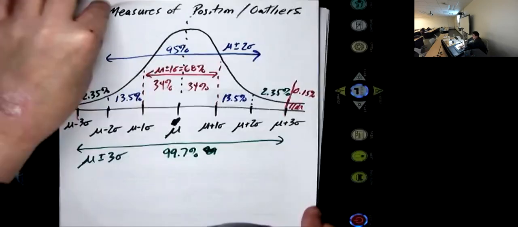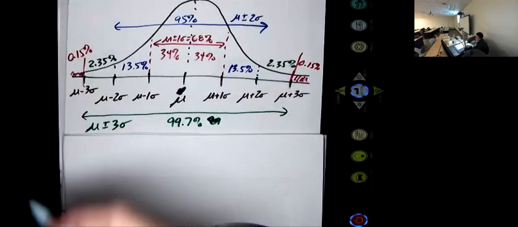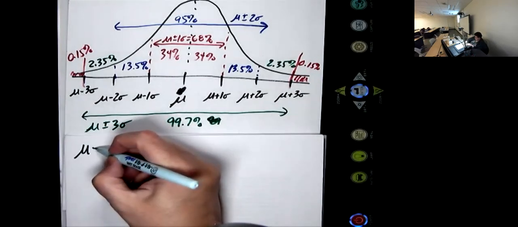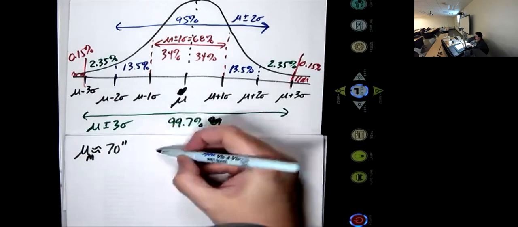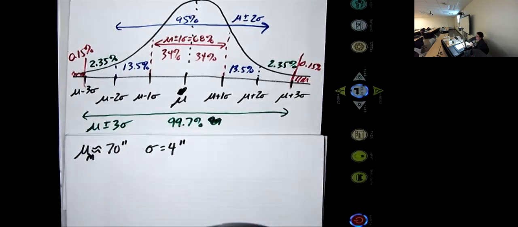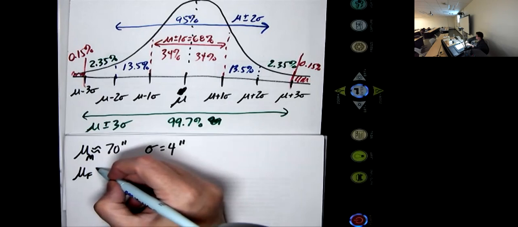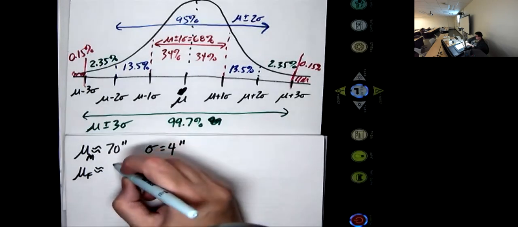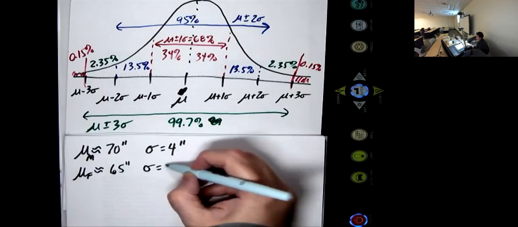I'm going to give you an example. Men have an average height of around 70 inches. I'll say the mean of men is around 70 inches with a standard deviation of 4 inches. The mean for females is about 65 inches and a standard deviation of 3.5 inches.